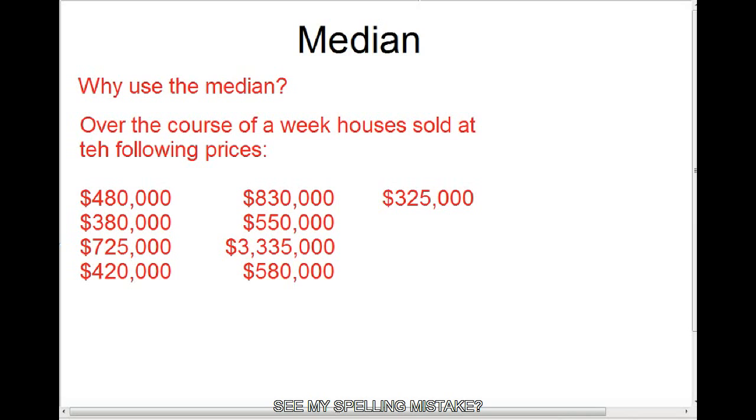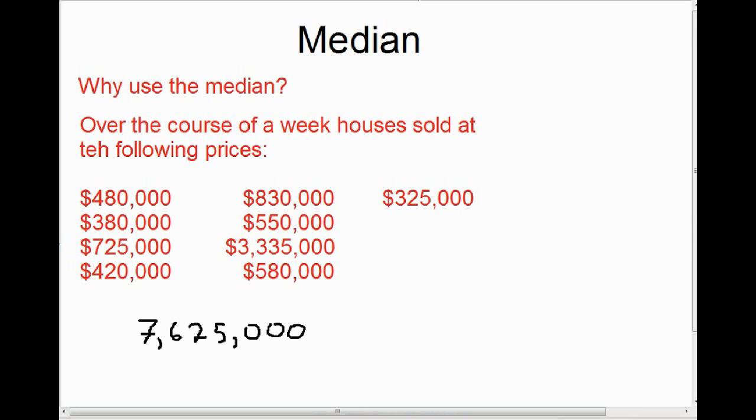Well, to calculate the mean here, to calculate the average of these 9 prices, we would have to add them all together and divide by how many there are. So go ahead and give that a shot. Add these 9 values together and then divide by how many there are, and pause the video and see what you get. And I'm going to do the same thing, and hopefully we get the same answer.